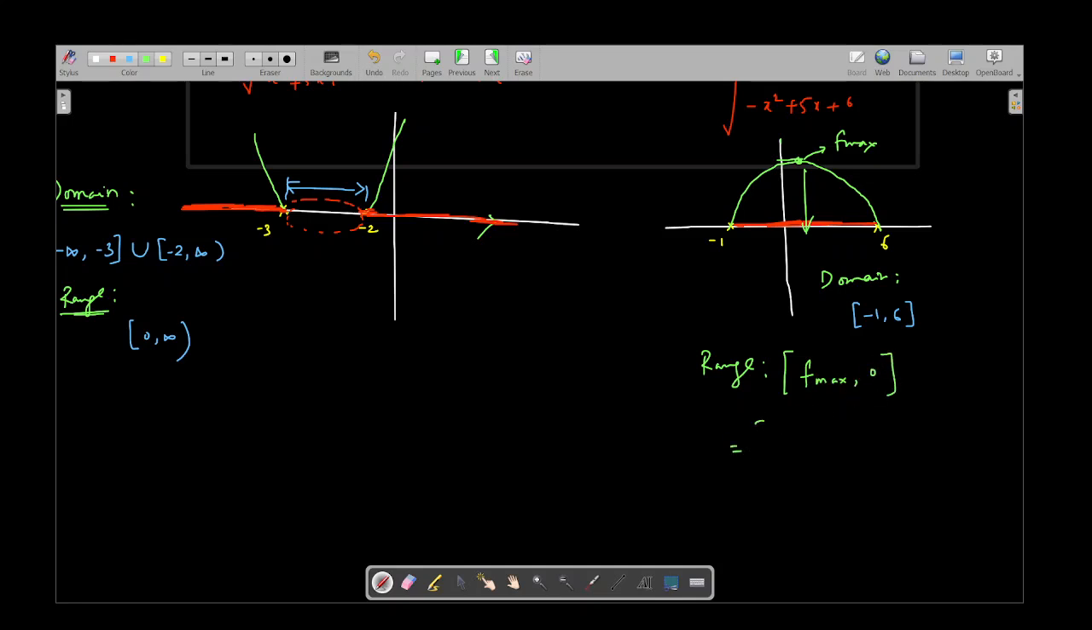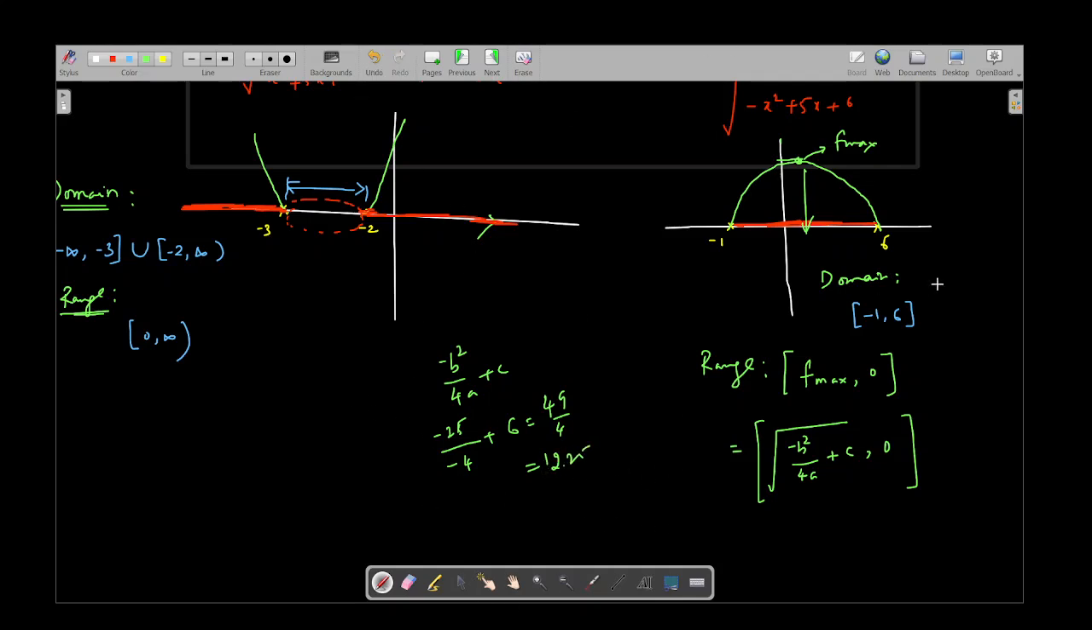How to find f max? We know the formula, square root of minus b squared by 4a plus c, comma 0. So let us find minus b squared by 4a plus c. Minus b squared is minus 25, divided by minus 4, plus c which is 6. We have already done this problem, which is 49 by 4, which is 12.25, I guess. Now let us go to our graph plotter and verify this.